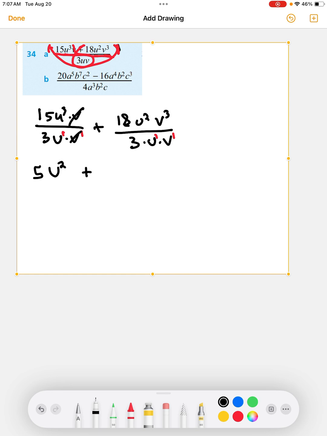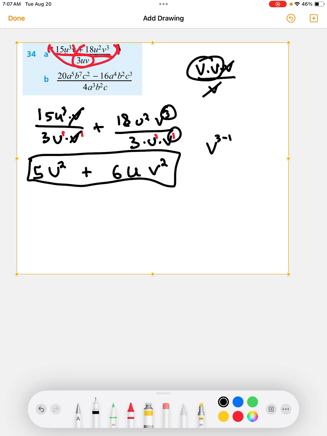Okay, moving on to the second fraction, we have 18 divided by 3. That's 6. And then I have 2 u's in the numerator and I have 1 u in the denominator. That's going to leave me with a single u in the numerator. I have 3 v's in the numerator and 1 v in the denominator. That's going to leave me with 2 v's, right? And a way you can think about that is v to the 3 minus 1, right? This 3 minus this 1. Or you can just think about it as the numerator is v times v times v. The denominator is v, right? So these v's are going to cancel, and you're left with 2 v's. And this here is our simplified answer.